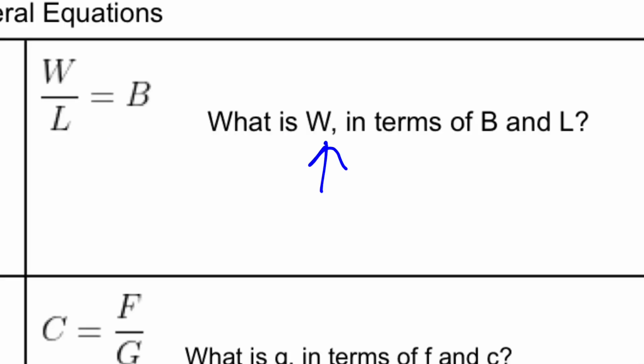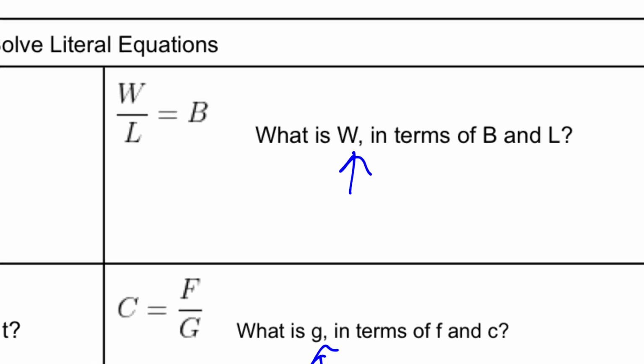Here we want w. It's not by itself. There's an L there that we need to undo or cancel out. And the fraction bar implies division, so what we do is we multiply. L over L goes away, and what is b times L? Well, it's BL.